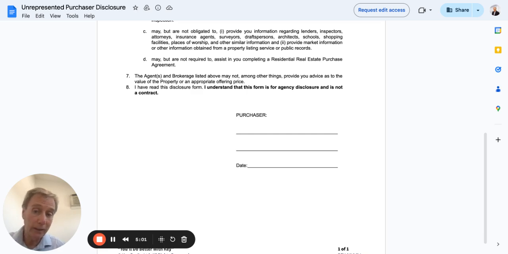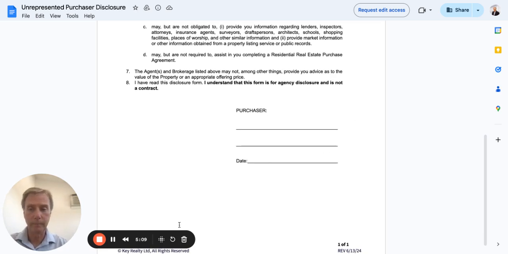Number 8, they have read the disclosure form and they understand this form is an agency disclosure and is not a contract. The purchaser would then simply sign and date it, get a copy of the agreement, and you can move forward and show the property.